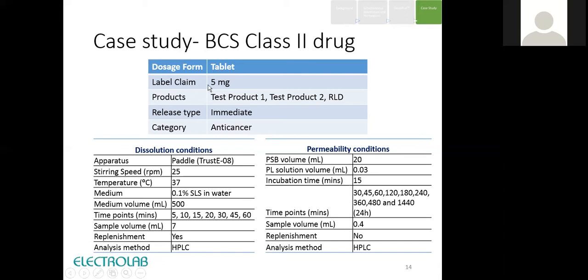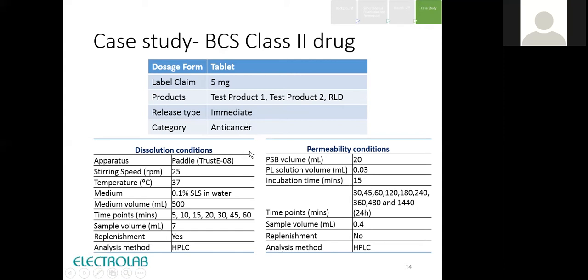The label claim for this particular formulation is 5 mg. There were two test products which were formulated, test product 1 and test product 2. They were made with minor differences in the manufacturing process. Both these test products were compared to the RLD, and it was an immediate release formulation.